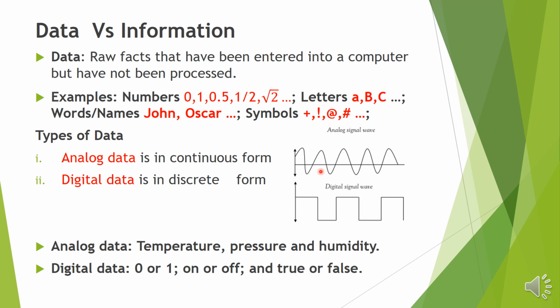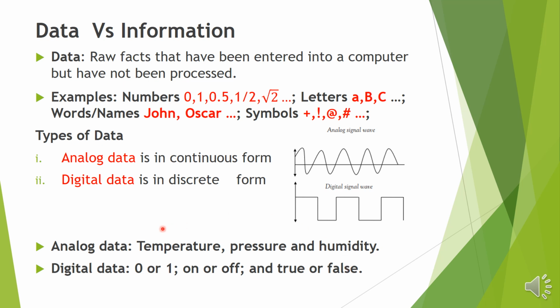We can take examples like temperature, pressure, and humidity. These variables change with respect to time. So they take time to change from one value to another. So they are known as analog data or analog signal. The terms data and signal mean the same.